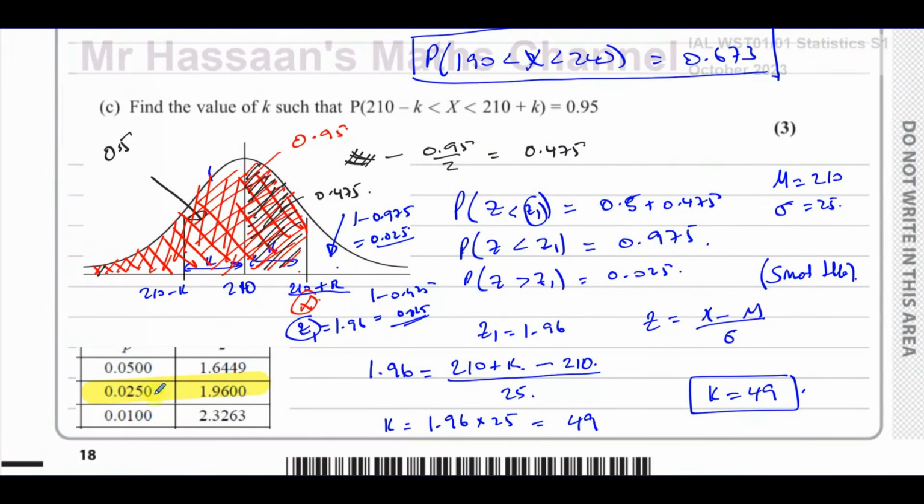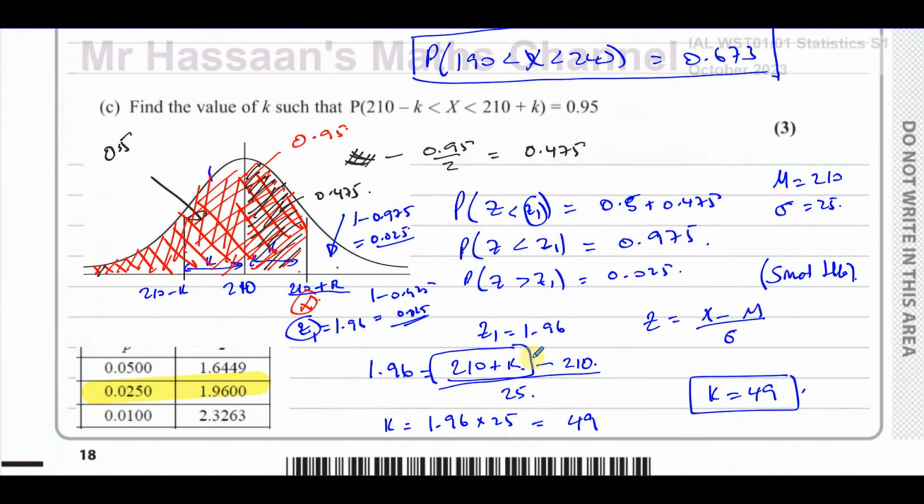So then I could look at my small table, look for this area. That's a z value for which the area is this much to the right of it. So with the z value being 1.96, then I can unstandardize the score. So I know that this is the standardized score, 210 plus k. When you rearrange this and simplify it, the 210 cancels with 210, and you're left with your k, which is equal to 49. So there's how we answer that question.